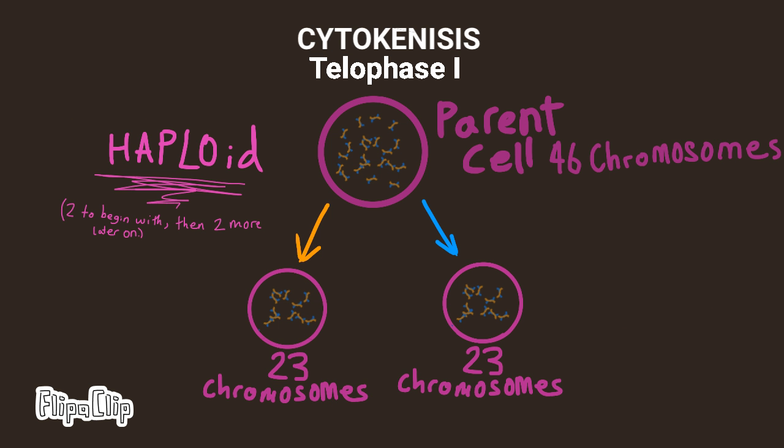Cytokinesis occurs twice during meiosis, and if you add up both times, you'll get 4 haploid cells. Haploid just means that they have half the number of chromosomes as the parent cell.